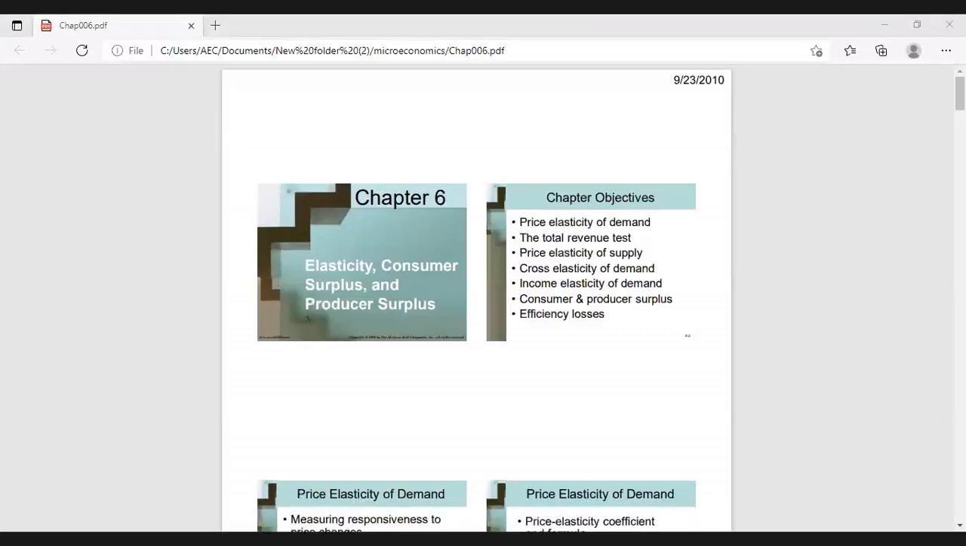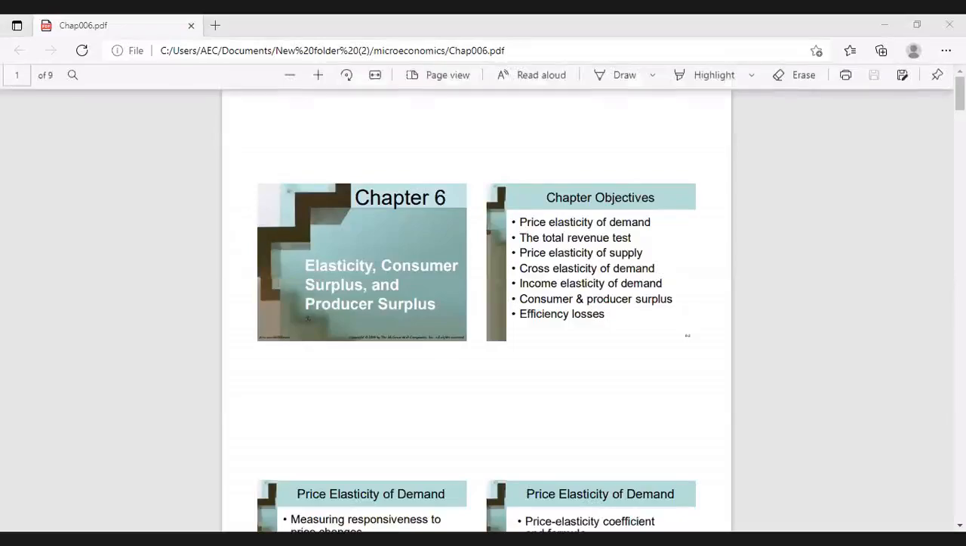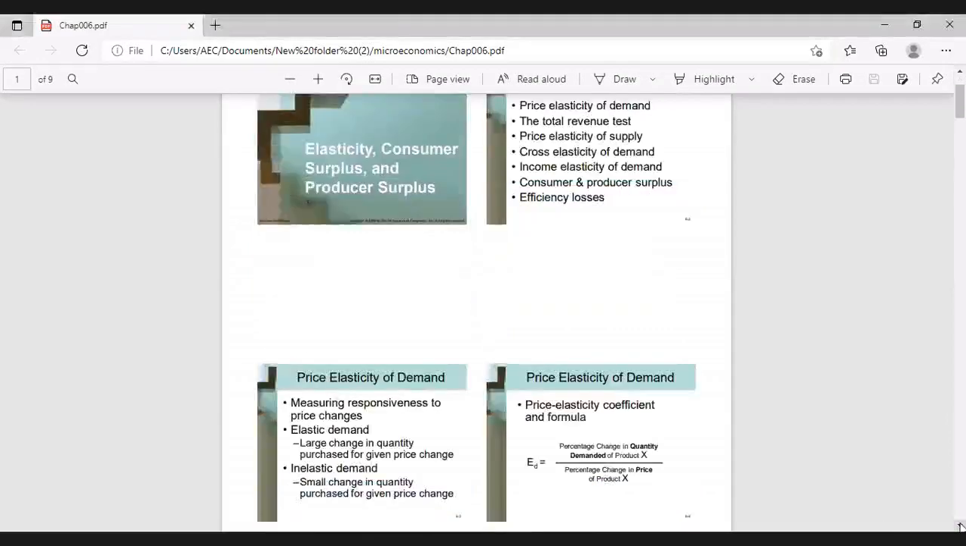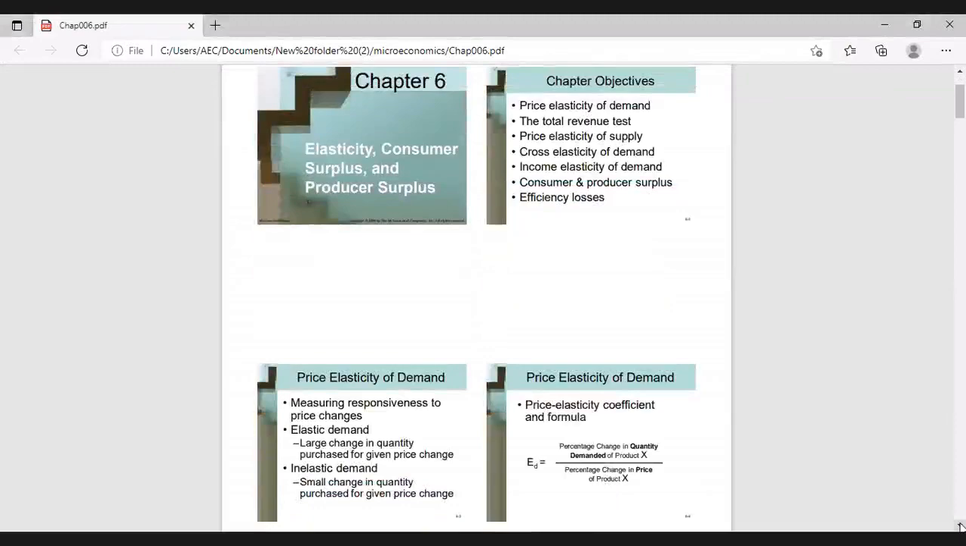So, in the last class, we studied chapter 6. Elasticity of demand, consumer surplus, and producer surplus. We already studied demand. Now, we will study elasticity of demand and consumer surplus and producer surplus.